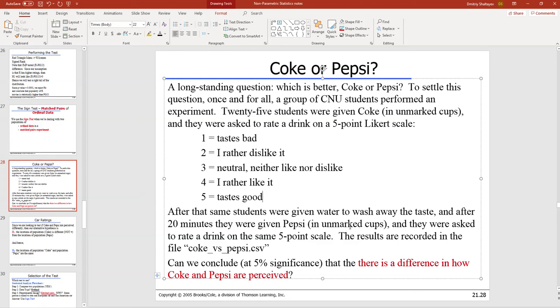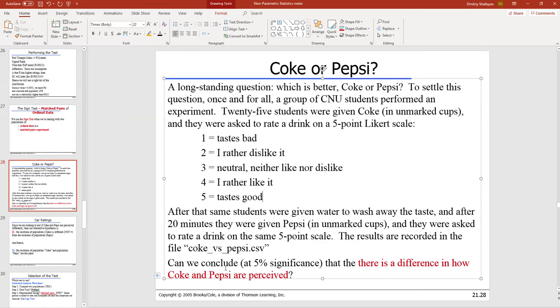And then we're giving them another, same people, that's important. We're giving them, again, unmarked cups, no peeking inside, right? But this time around, inside, there is Pepsi. And we're asking them to rate the drink on the same 5-point scale, from 1 tastes bad to 5 tastes good. And the responses are recorded in the file.